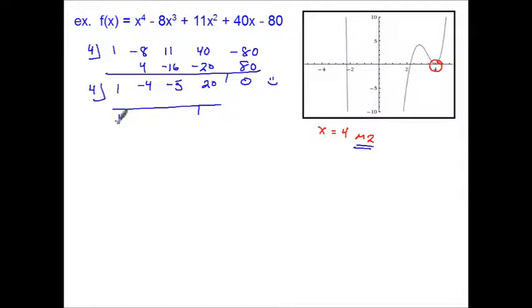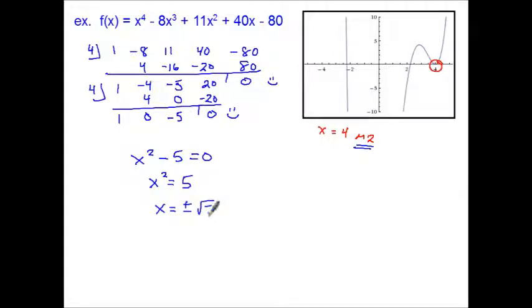Dividing this guy out again, 1 times 4 is 4, gives me a 0. 0 over there again, negative 5. And then 4 times that negative 5 gives me a negative 20, so basically confirming that that actually works. I get a 0 there, so cool. And so now what I'm looking at is x squared minus 5 equals 0. I said this was 2 point something, and what's going to happen is I've got x squared equals 5, and then taking the square root of both sides, you get x equals plus or minus root 5. And of course, since root 4 is 2, root 5 is a little more than 2, so you can see visually that this thing actually plays out the way it's supposed to.